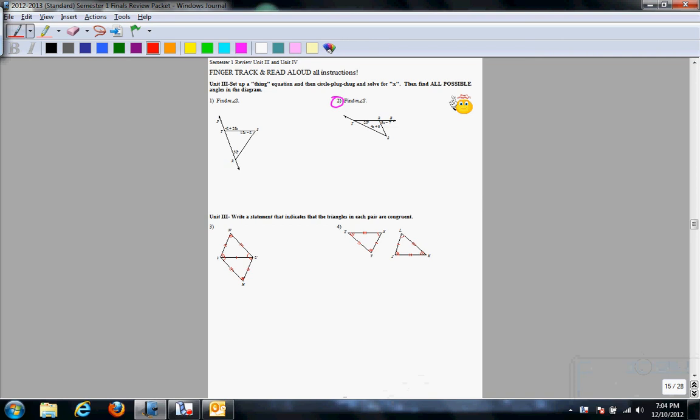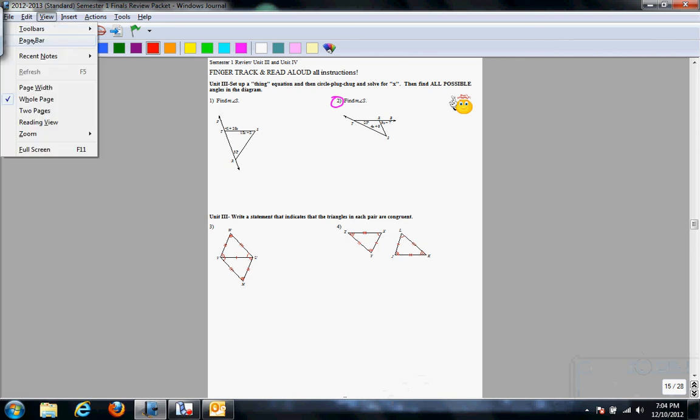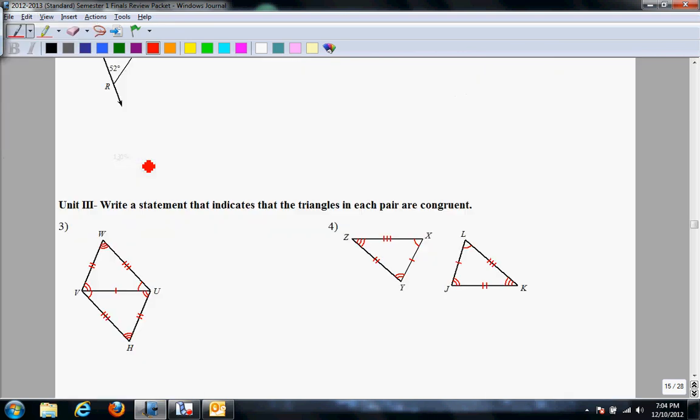Students, this is the second portion in the review packet, unit number 3 and unit 4. We're going to finger track and read out loud all the instructions. Let's take a look at problem number 2 here.